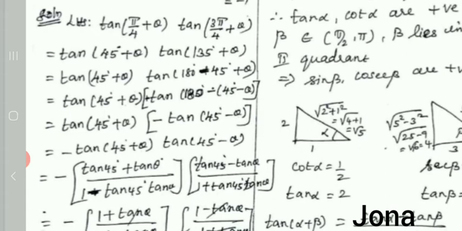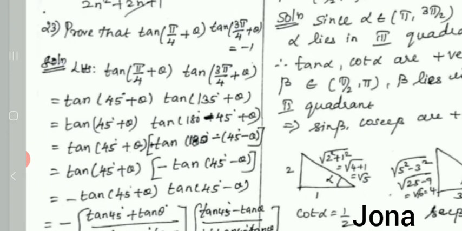Twenty-third sum. Prove that tan of pi by 4 plus theta into tan of 3 pi by 4 plus theta equals minus 1.